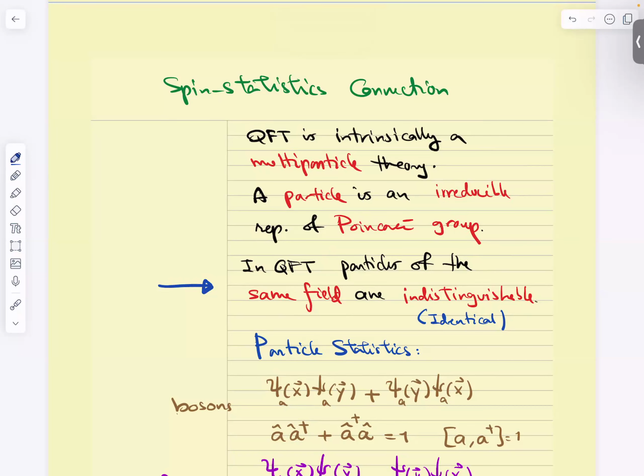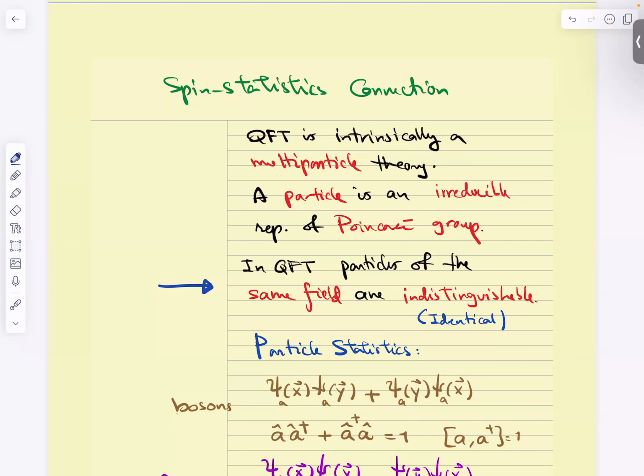Because we define a particle as an irreducible representation of a Lorentz group, a Poincare group, which is labeled by mass and momentum and nothing else. Crucially, nothing else. So there is no way of saying this particle versus that particle if the mass and momentum are fixed. They must be indistinguishable.